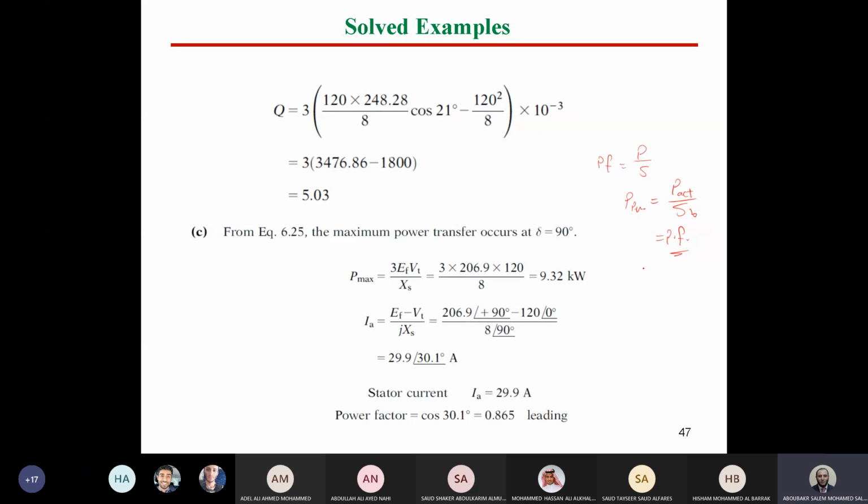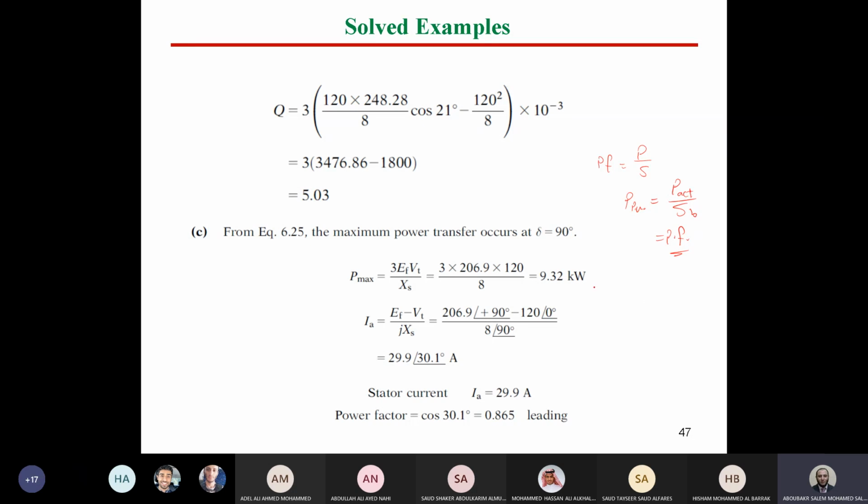So if we have a 5 kilovolt ampere machine, the per unit power at rated is 1 per unit. So what will be the per unit value of active power, guys? It will be the same as power factor. Okay? And it should be equal to or less than 1. It cannot be more than 1.